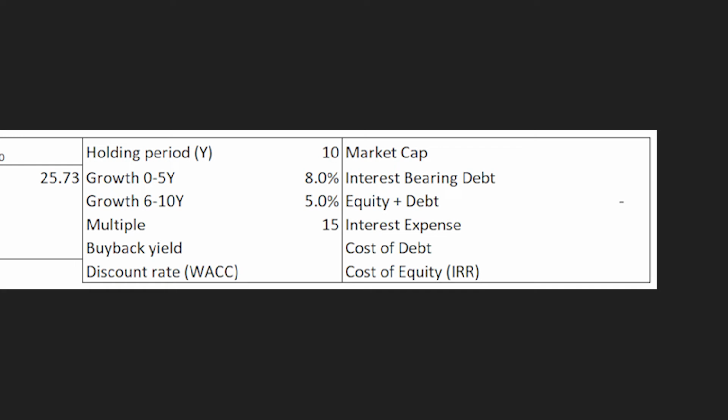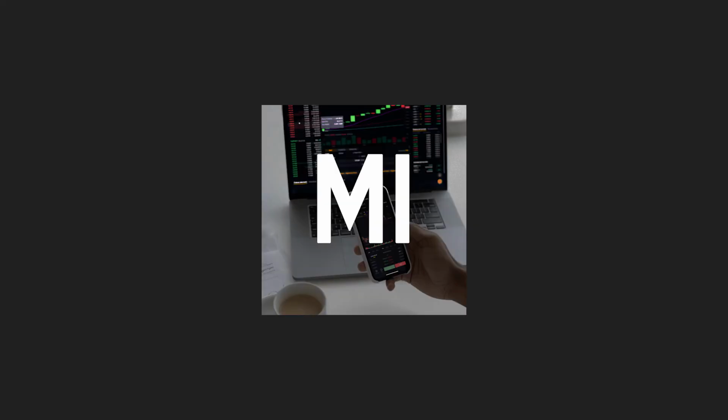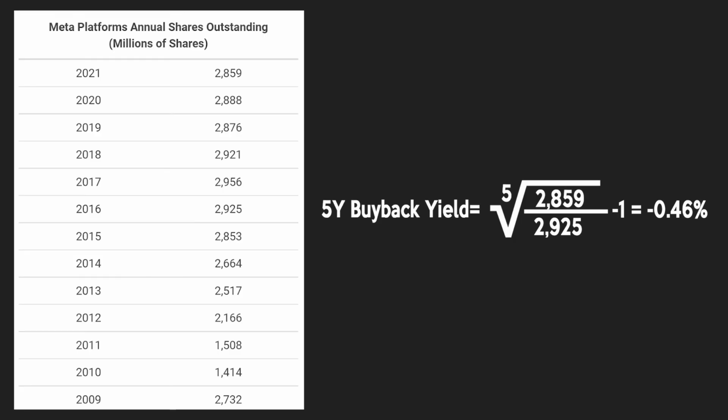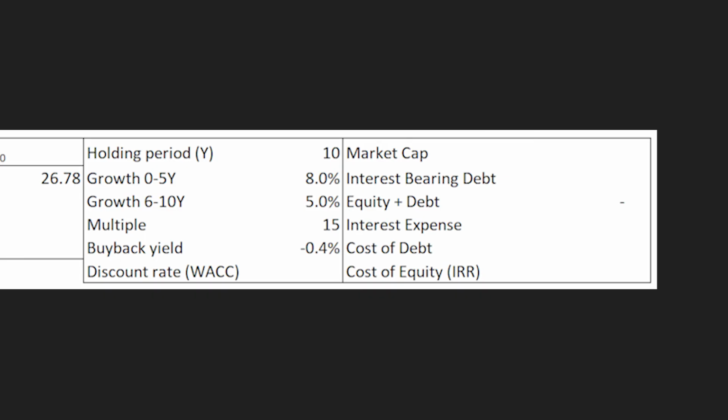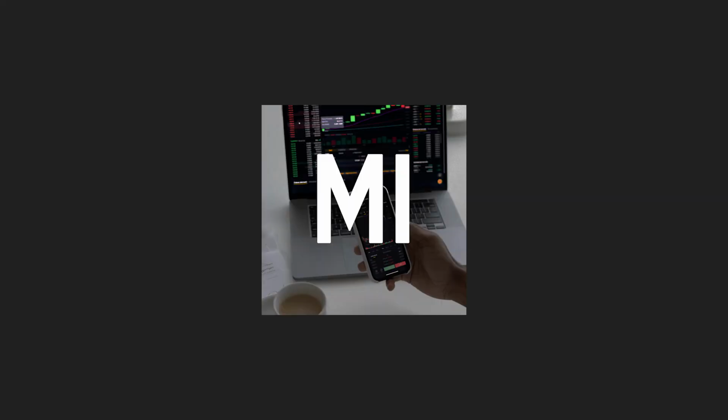Next, we have to assume Facebook's annual buyback yield over a holding period. Like with our growth rate assumptions, I personally like to base my buyback yield assumptions on Facebook's historical buyback yield. When we calculate Facebook's annual buyback yield based on the last 5 years, we come up with an annual buyback yield of roughly 0.46%. To be conservative, I only assumed a future buyback yield of 0.4%, even though Facebook already increased its buyback to take advantage of the depressed stock price.